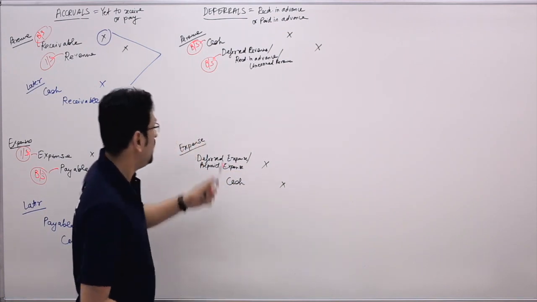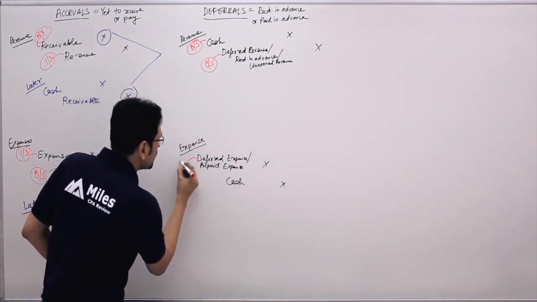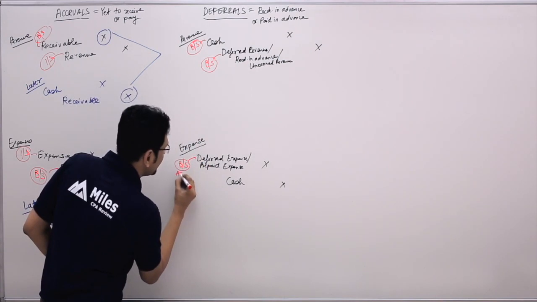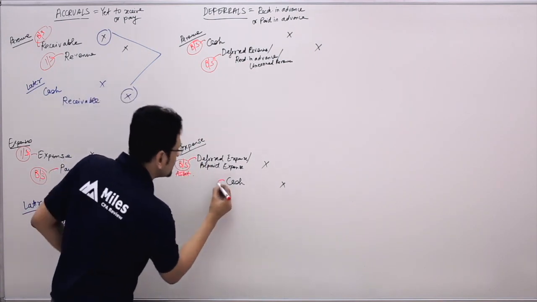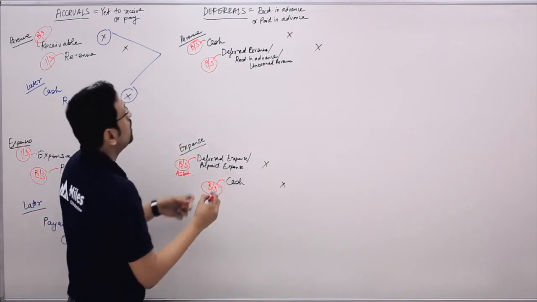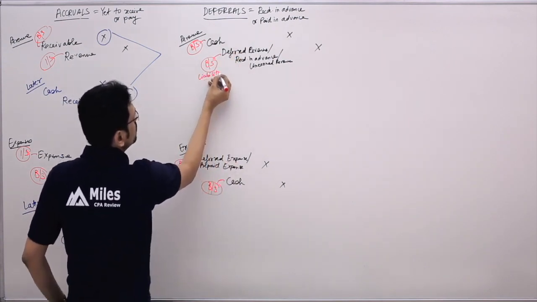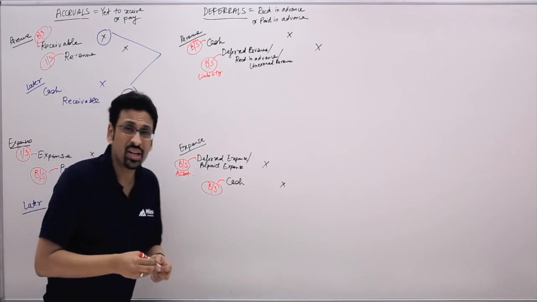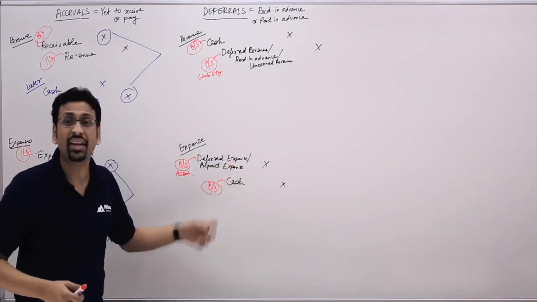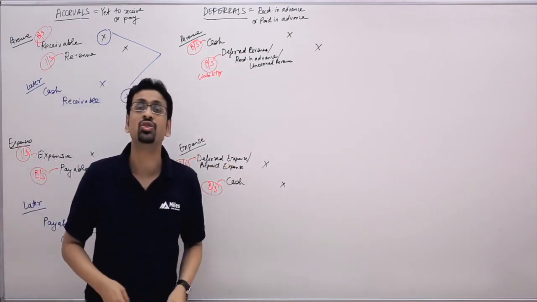Once again, deferred expense, that's a balance sheet account. As I told you, that's an asset on my balance sheet. Cash, that's again a balance sheet account. In this case, deferred revenue, that was a liability on my balance sheet. So guys, as you understand, both the debits and the credits are balance sheet accounts. Nothing is going to the income statement.